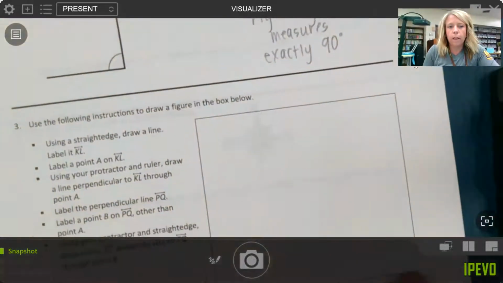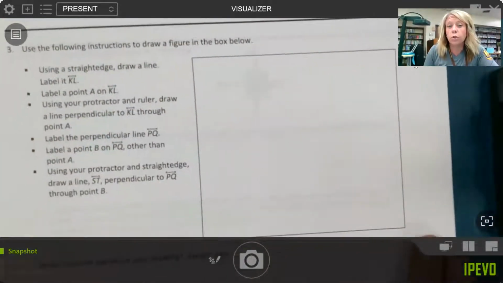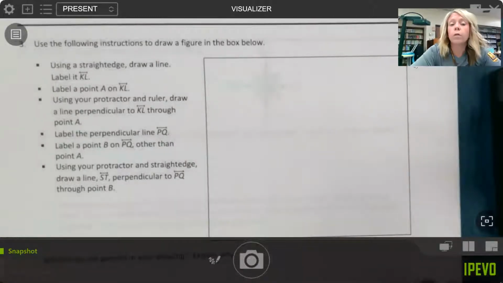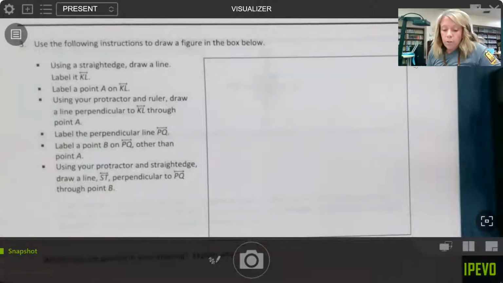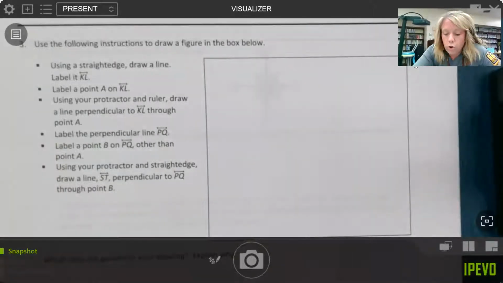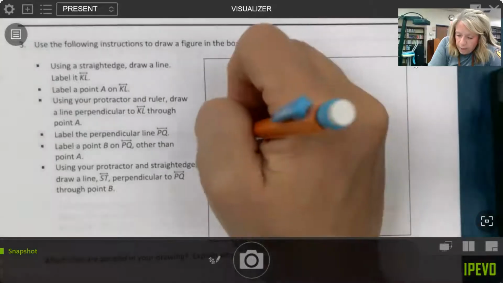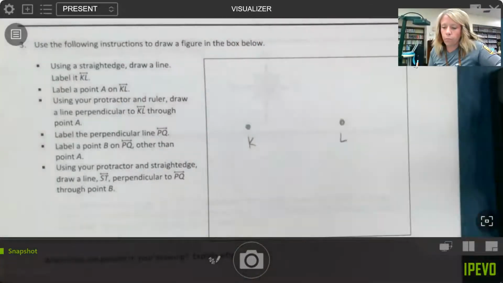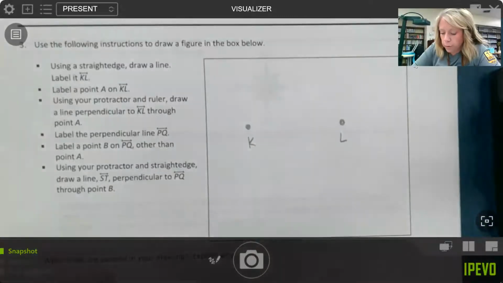Number 3 was a little tougher. A lot of directions to follow. So this was a great activity for reviewing lines, points, rays, perpendicular, parallel, all those geometry terms, but also following directions. So I need to start by using a straight edge to draw a line and label it KL. A line goes on forever in both directions.